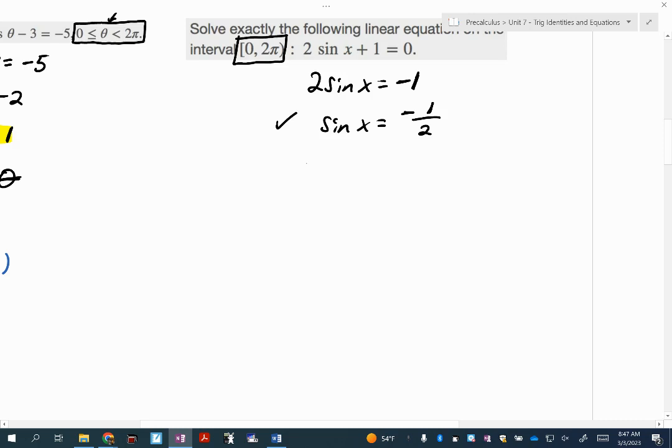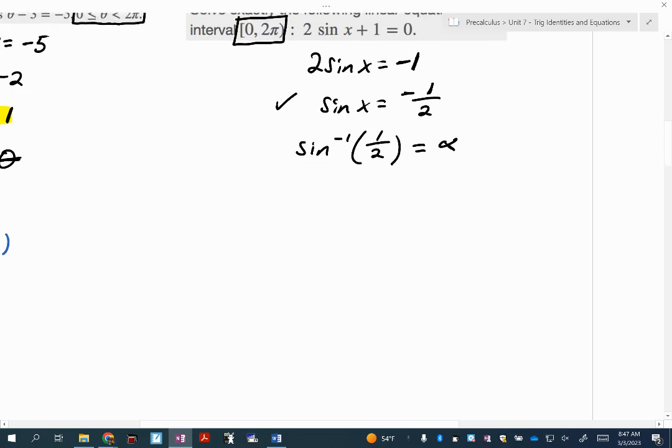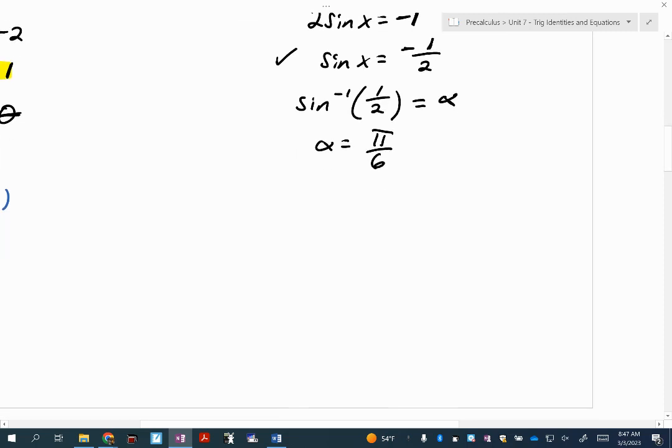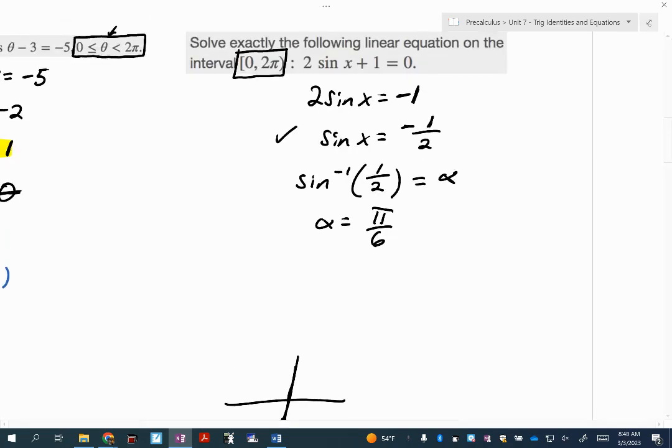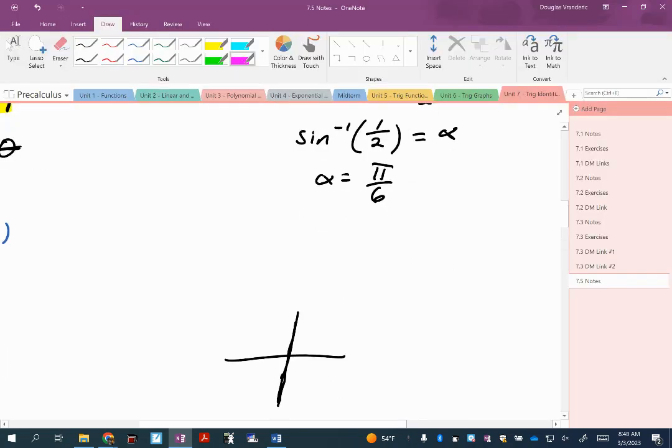So I'm going to write sine to the negative first power of positive 1/2. Notice I know it says negative, but I know that's -1/2. I'm putting positive to find what we call our reference angle, okay? So hopefully you know from your table the sine of pi over 6 is 1/2. All right, so I'm not saying the answer is pi over 6. I'm saying my reference angle is, and I need to try to figure out where in my quadrants is sine going to be negative.